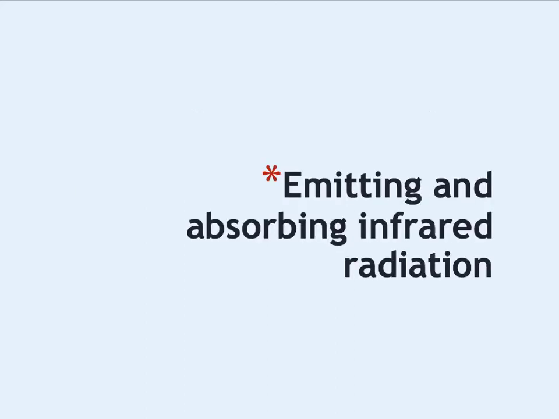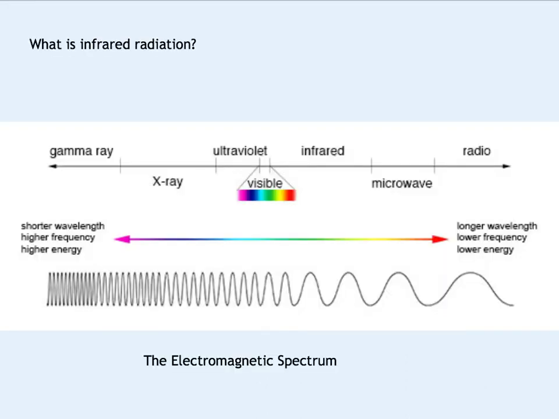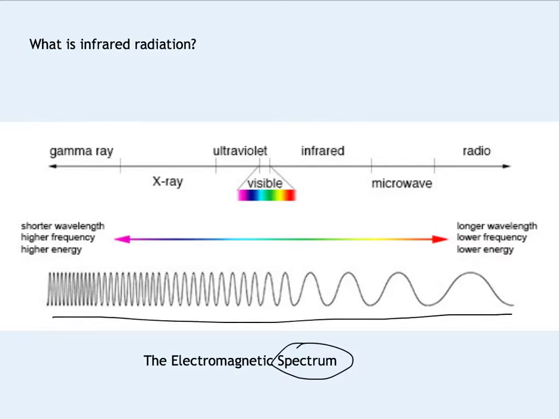So we're going to start off by looking at emitting and absorbing infrared radiation. First of all, we need to be clear in our mind what infrared radiation is. It's a type of electromagnetic wave, and that's found on the electromagnetic spectrum. You will see this again in a later revision session, but just to give you an idea, if you look at the wavelength, which is this section along here, infrared radiation falls in here.